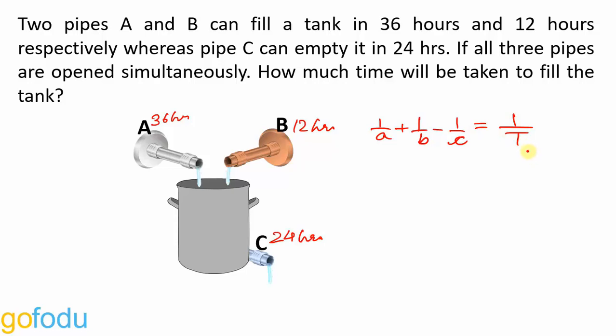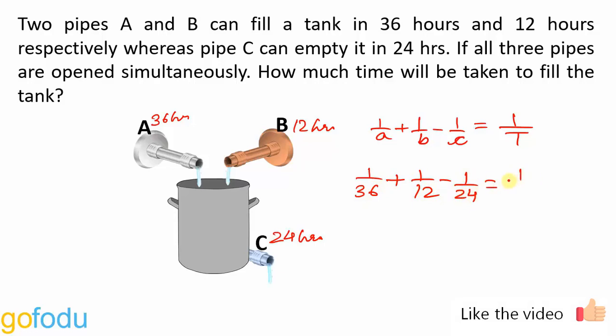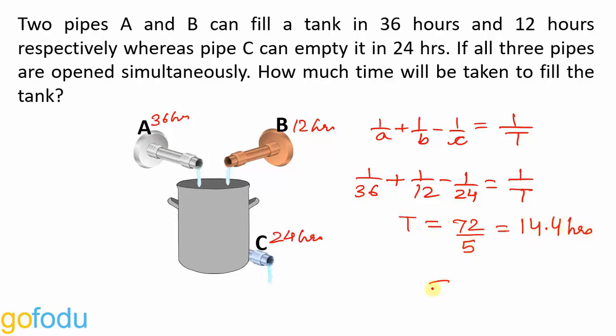This is what we have seen in the very first video of the time and work topic. So put in the values. This will be 1 upon 36 plus 1 upon 12 minus 1 upon 24 is equal to 1 upon T. And the LCM would be 72, and T will come out to be 72 upon 5, that is 14.4 hours, which is also equal to 14 hours, and 0.4 could be converted to minutes by multiplying it by 60. 0.4 into 60 is 24 minutes.